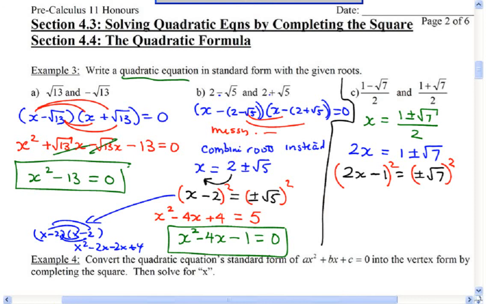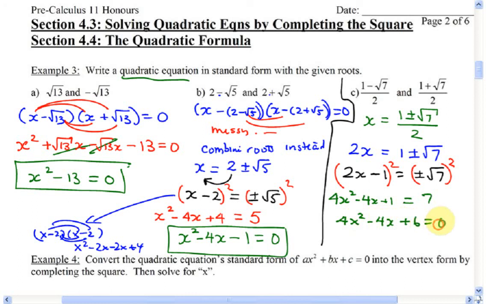Okay, ladies and gentlemen, let's take a look. Do you have this as your answer? 4x squared minus 4x plus 1 equals 7. And then I think many of you moved the 7 over, so you got plus 6. Is that good? Oh, whoopsie. No? Oh, it should be minus 6. That's the mistake you made.